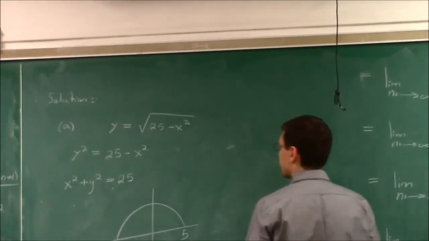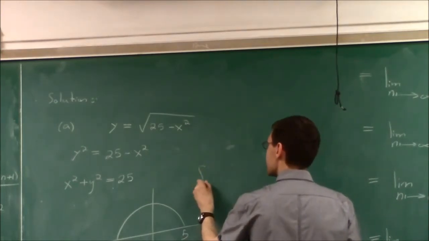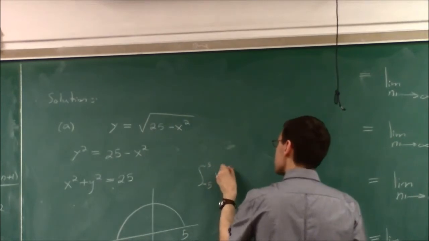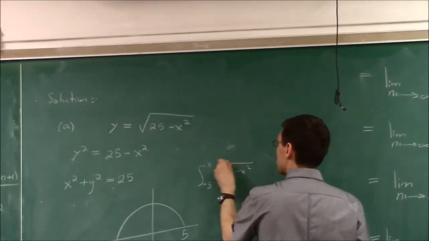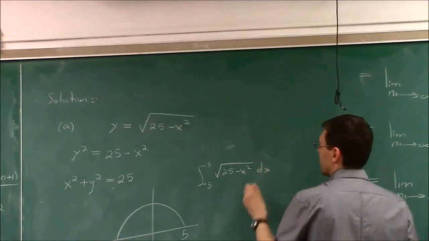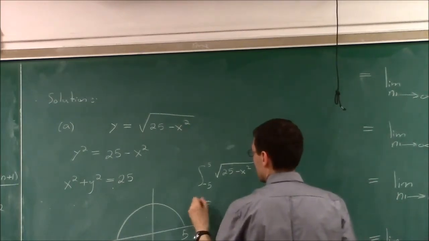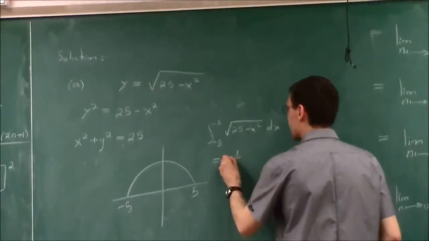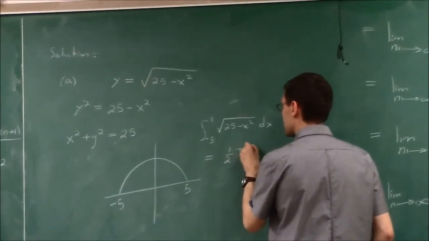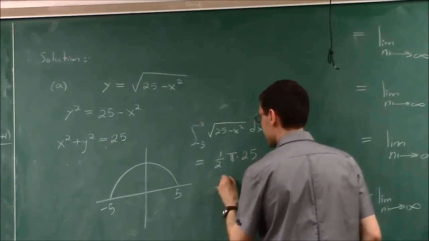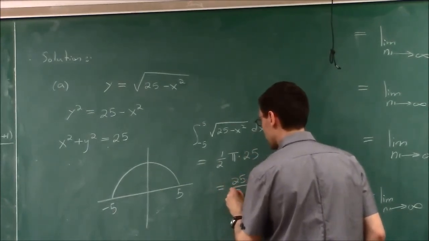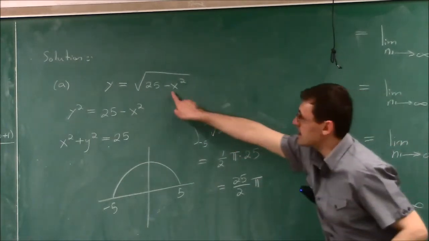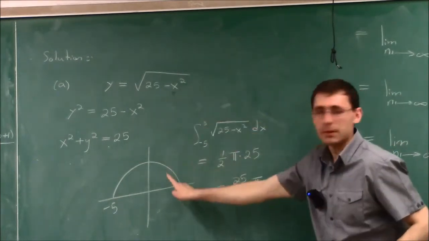So what's the area? Sometimes I can just use a primitive technique to guess. Is it 1/2? Yes, so this is 1/2 pi times 25, or 25 over 2 pi, because I recognize that this curve is just the upper part of the circle.